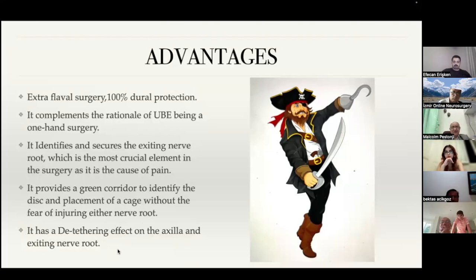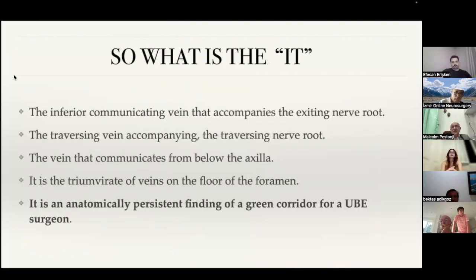But what is this it? I've used this it 1, 2, 3, 4 times. What is the it? The it is the inferior communicating vein that accompanies the exiting nerve root, and the traversing vein which accompanies the traversing nerve root. These two veins join the vein that comes from below the axilla. Therefore, they form a trijunction of veins: one coming from below the axilla, one accompanying the traversing root, and one following the root out. It is a triumvirate of veins in the floor of the foramen.